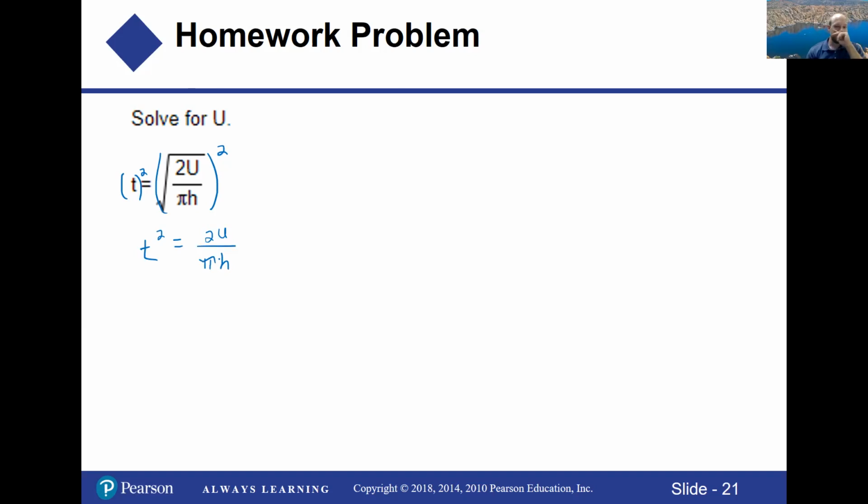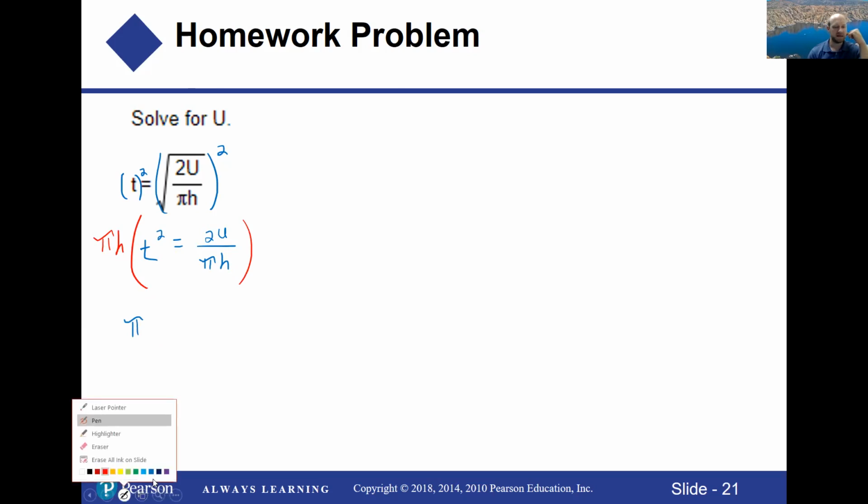And then again, I'm doing all this work to isolate the u. So here I'm going to multiply everything by pi h. And let me do that in red, that'll look a little better. So I have my denominator of pi h. I'm going to multiply everything by pi h here. Whoops, that should be a pi h, I'm sorry. Pi times h. There we go, that looks a little better.